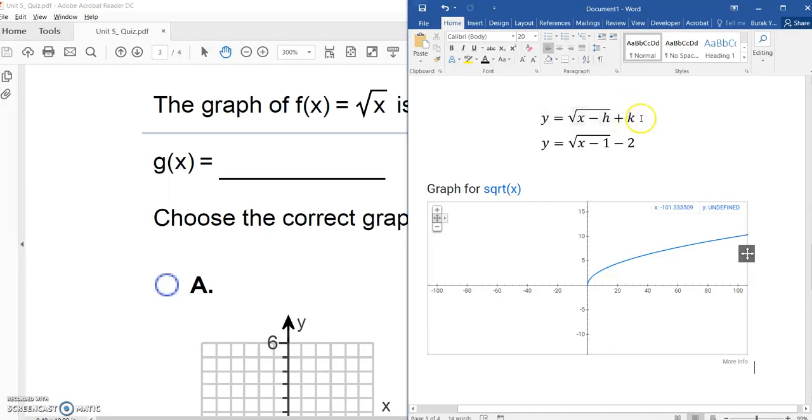And then k is the vertical shift, and the vertical shift is 2 units up. So that's, sorry, it was 2 units down, so it's negative 2. So you would just put negative 2 instead of k. So this is the correct answer then.